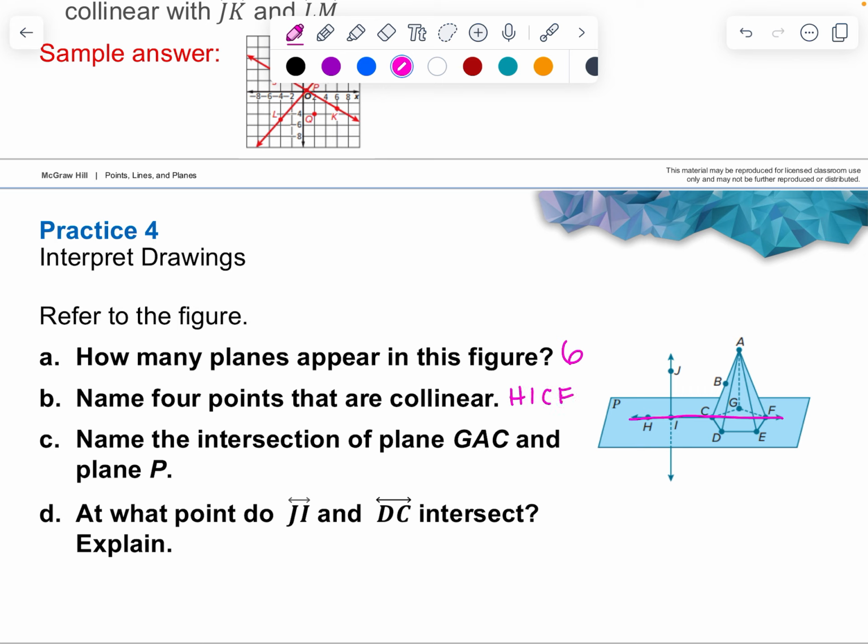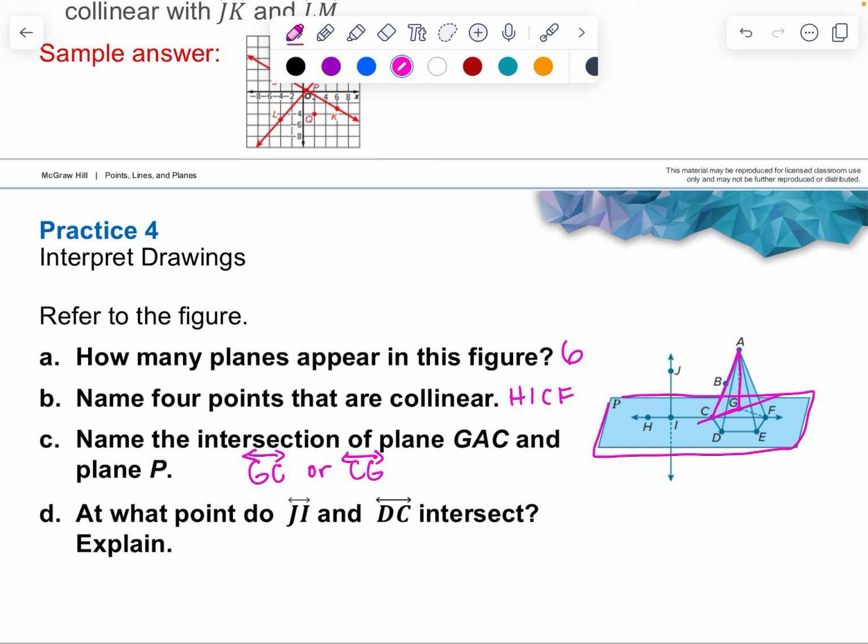Name the intersection of plane GAC and plane P. So here's plane GAC and plane P. Well, they intersect. 2 planes always intersect at a line, and they run into each other right here. So they have in common those 2 points, GC. So we're going to say GC or CG. Either one is fine.